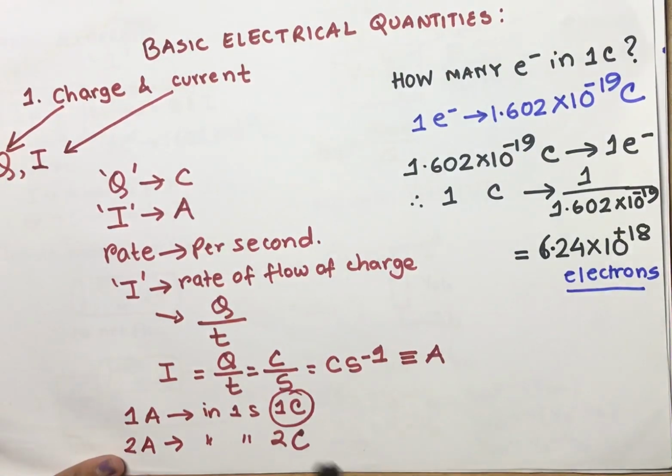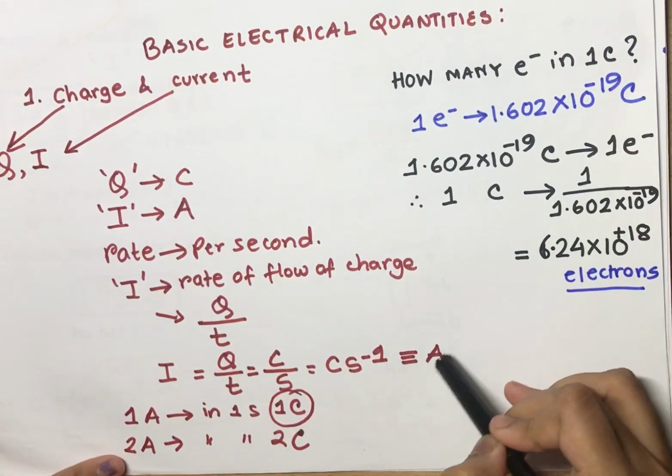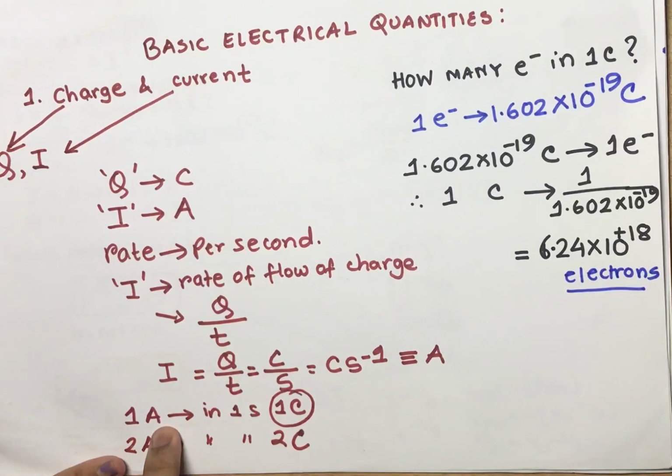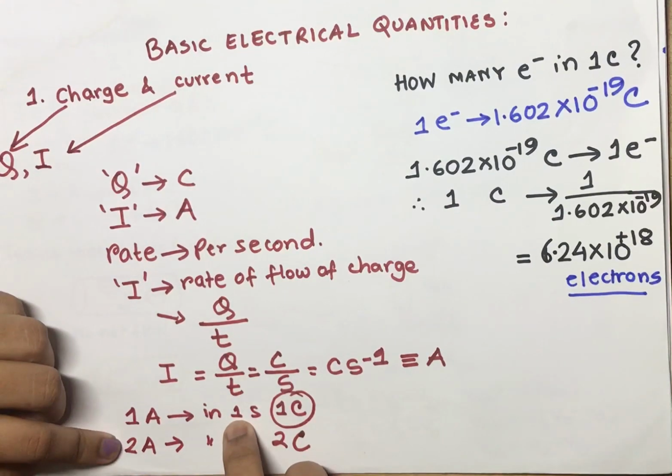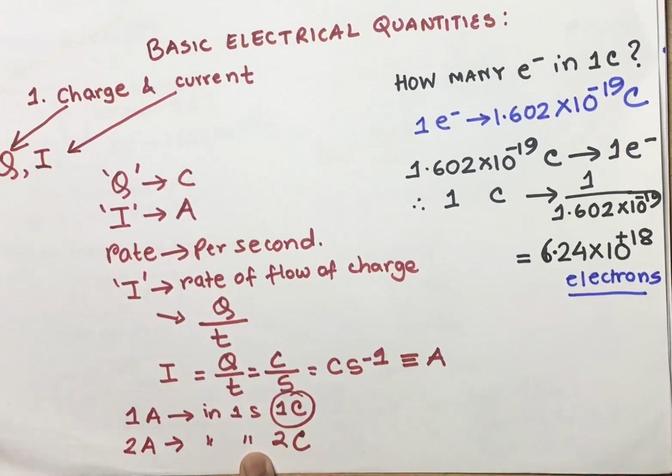Now what is 1 ampere? 1 ampere current flows through a circuit when 1 Coulomb of charge passes through the circuit in 1 second. Similarly, 2 ampere current represents that 2 Coulomb of charge is flowing through the circuit in 1 second.